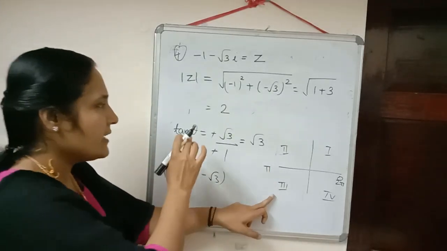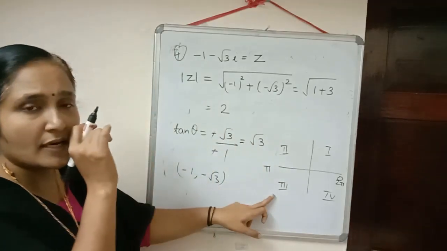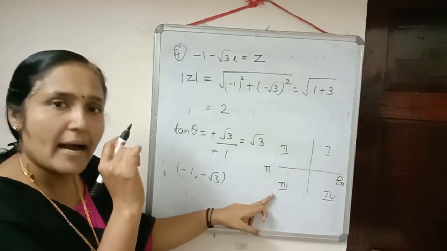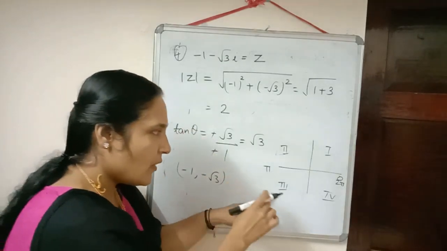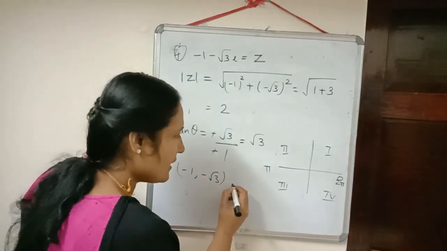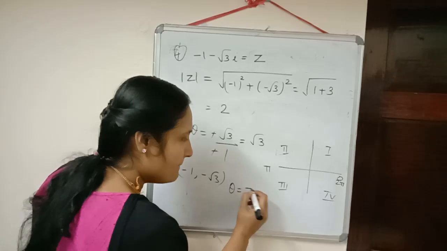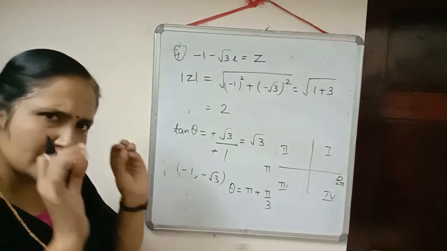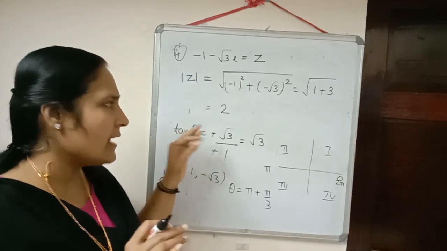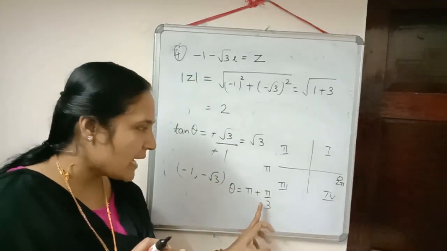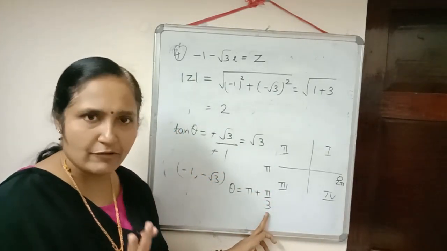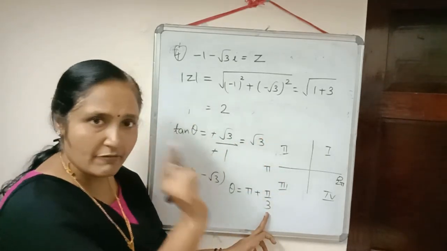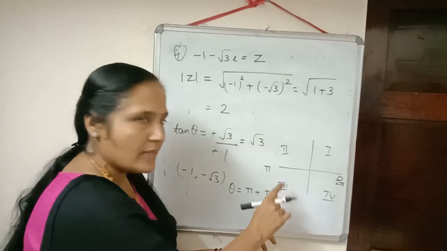Now just think, when tan gives √3, it is 60 degrees. 60 degrees means that is π/3. But the point is in the third quadrant, so how will we write θ? π plus π/3. So first you check the value when tan gives √3. That value is π/3, which we got. After that, what did we check? We checked which quadrant the point is in. It is in the third quadrant.